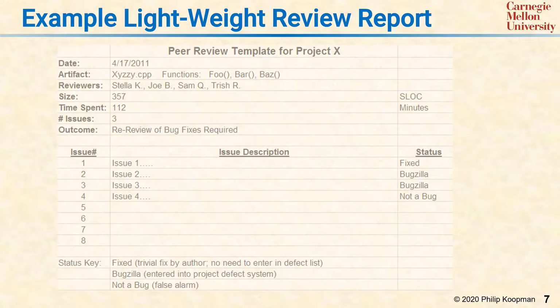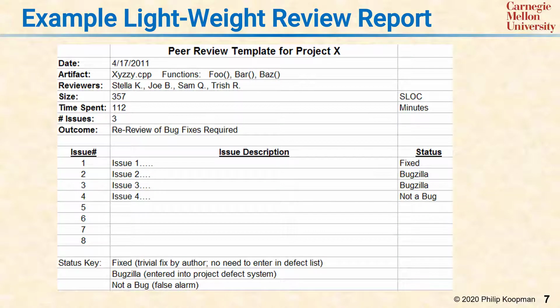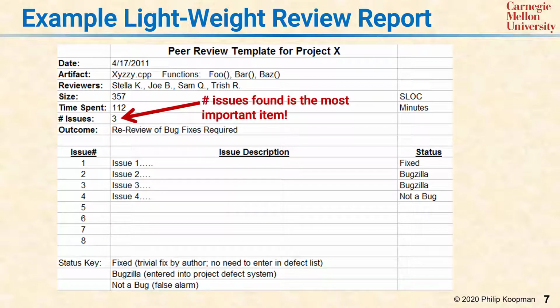If you burden the review process with too much paperwork, people won't do it. Here's an example of a lightweight review report form. The header contains information to record what was reviewed and some simple metrics that may be helpful for later analysis. The most important item in the header beyond what was reviewed is the number of total issues found.